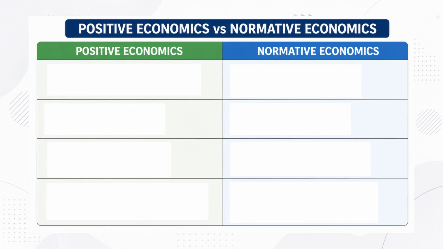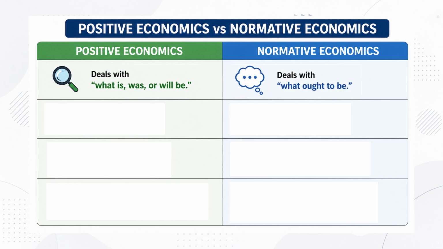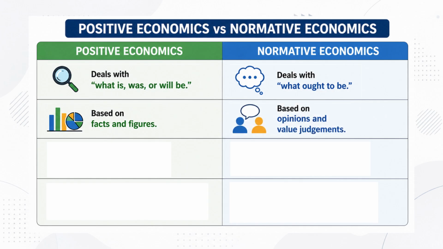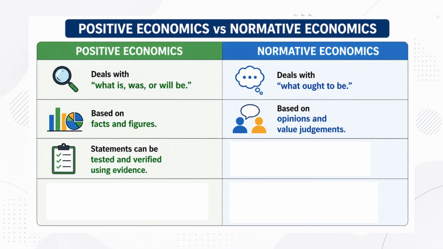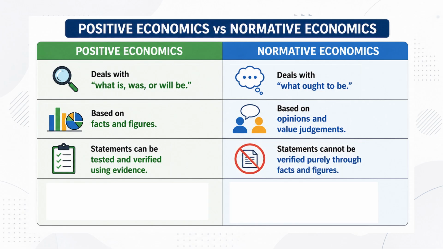Let us now compare positive economics and normative economics. Positive economics deals with what is, what was, or what will be. Normative economics deals with what ought to be. Positive economics is based on facts and figures. Normative economics is based on opinions and value judgments. Statements in positive economics can be tested and verified using evidence. Statements in normative economics cannot be verified purely through facts and figures.